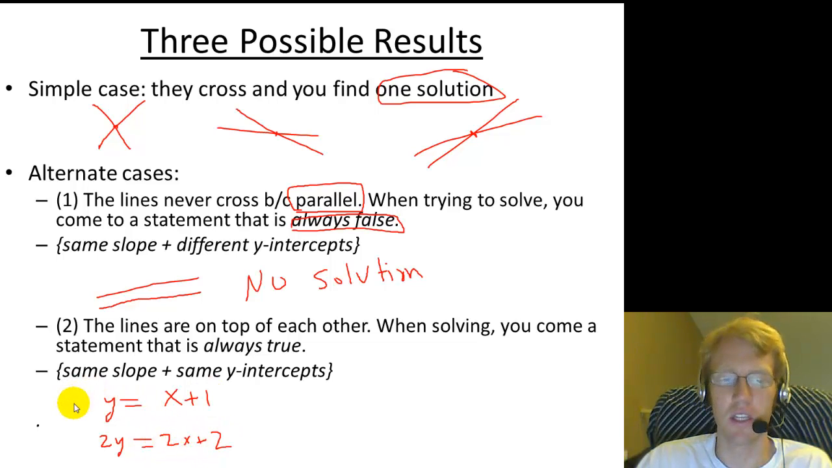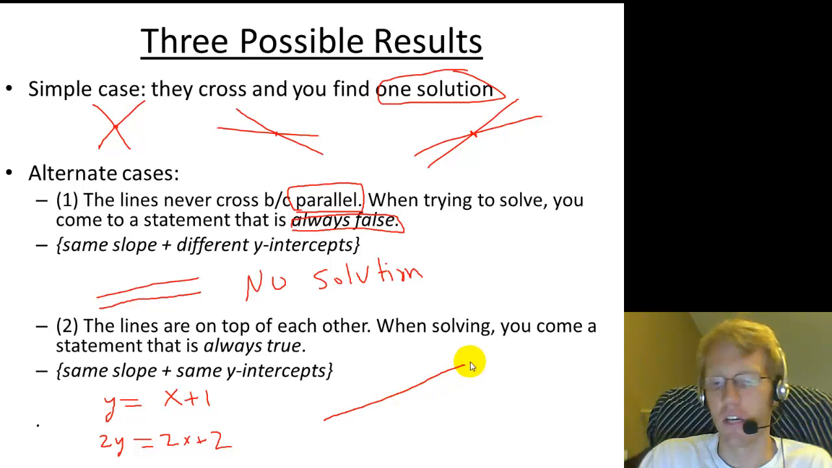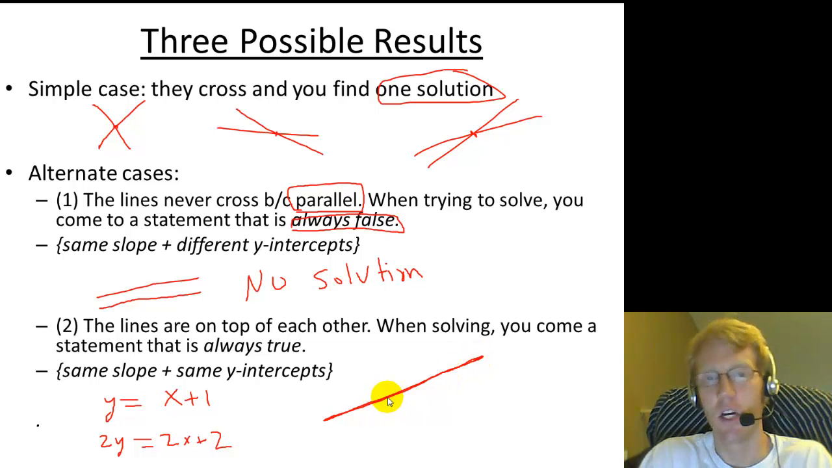I hope you can see that if you double the first equation, you get the second equation, but it's really the same relationship between the variables. So here, if you were to graph these two, they would be literally right on top of each other. And so if you want to ask yourself, what are all the points that work in the first line and the second line? Well, every single point that's in the first line is also on the second line, so every single point is a solution.